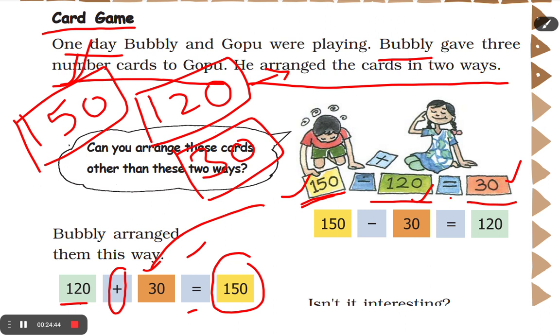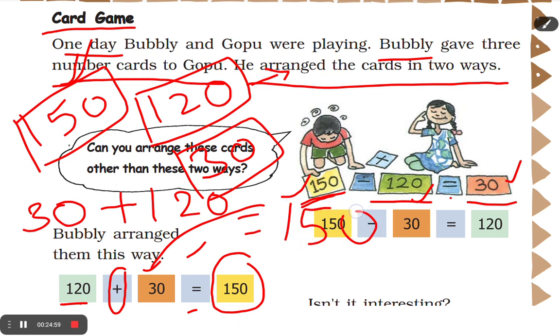And we can rearrange them. Suppose here if I write 120, instead of 120, I can write it another way also. How? 30 plus 120 is also 150. We can exchange these also. In the place of 120 I can write 30. I can keep the 30 card, and if I keep the 120 card here also, that gives you the same answer.